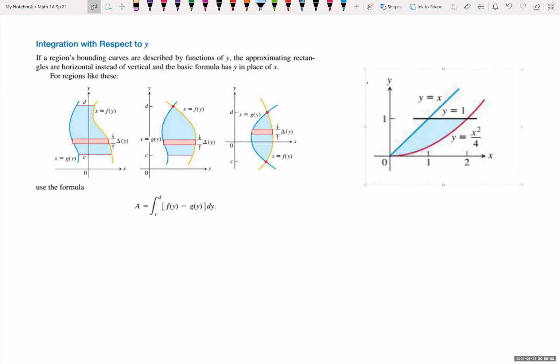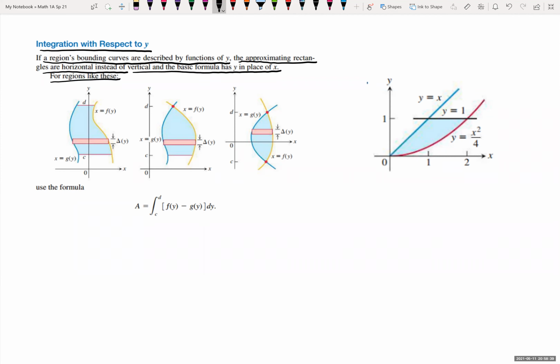Sometimes though, and you guys will see this next semester when you're taking Calc 2 about integration, sometimes it's helpful to integrate with respect to y instead of x. So what this theorem says is, if we're trying to integrate with respect to y, if the region bounded by curves is described by a function of y, the approximating rectangles are horizontal instead of vertical. The basic formula has y in place of x for these regions.